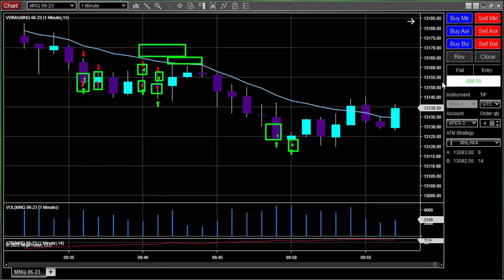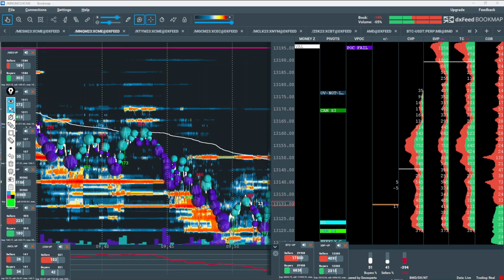So first partial was half of the position was out at 13,125.25 and all out at 13,120.50, right? So let me just go over to Bookmap and show why I took those partials there.